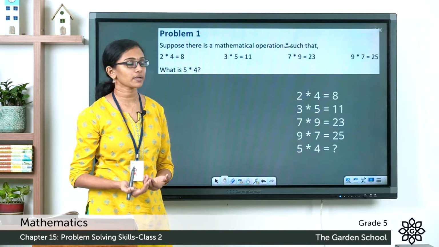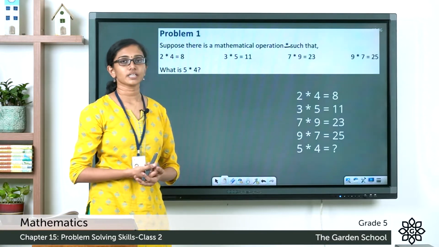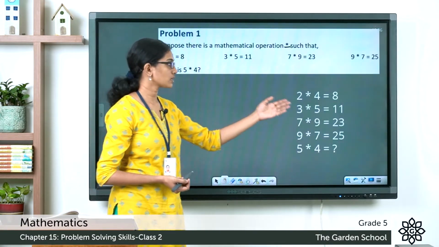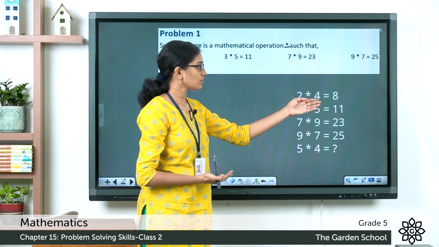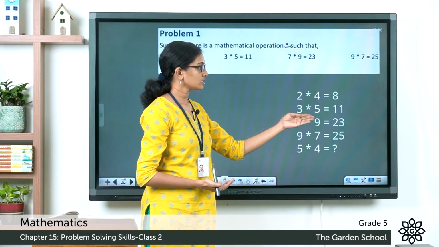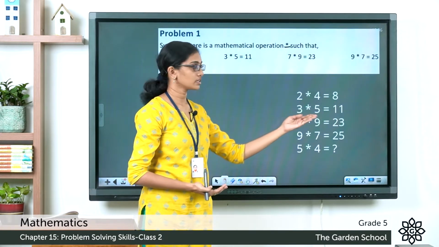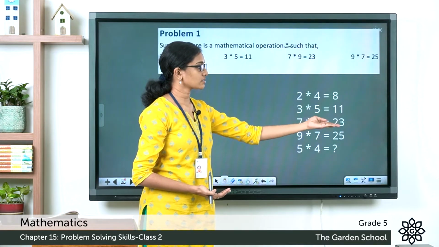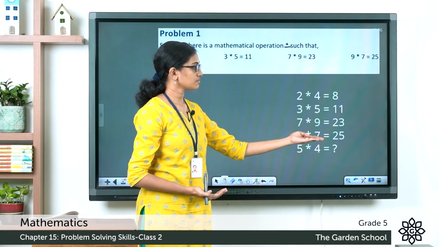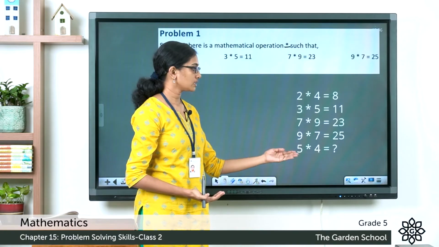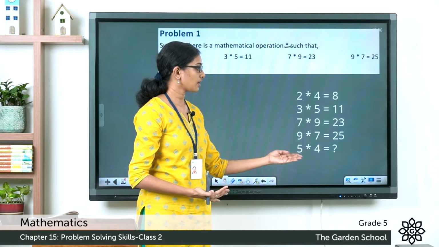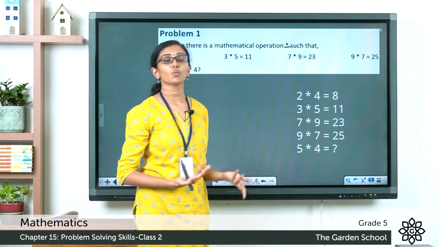So what is given in the question? We are given these inputs in the question. Let's have a look at it. 2 * 4 = 8, 3 * 5 = 11, 7 * 9 = 23, 9 * 7 = 25. Then we need to find out what 5 * 4 equals.